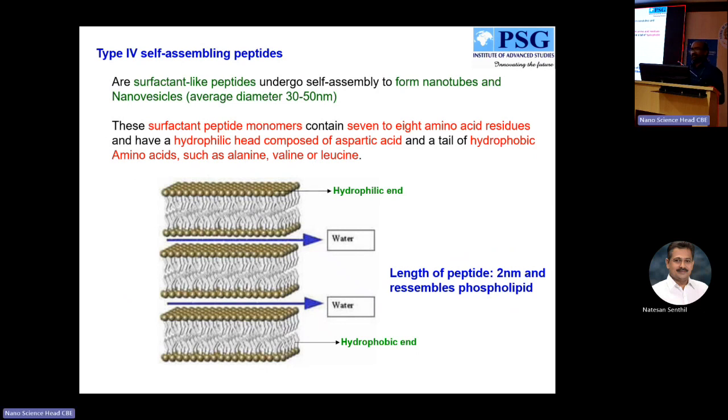The fourth peptide is called type 4 assembly. It is something like a surfactant where you have a hydrophobic hydrophilic interaction, and you can pack your molecules in between, and then you can make lipid-like nanostructures. It's a membrane basically, which looks like a lipid, but still it is a protein. Okay. And it has a hydrophilic head composed of aspartic acid and a tail made up of amino acids such as alanine, valine, and leucine.